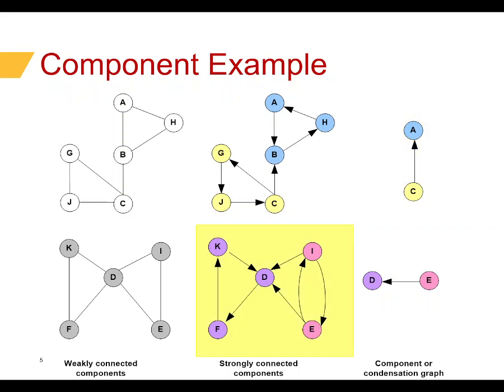The bottom graph also has two strongly connected components. D, F, and K are in one, E and I are in the other. Like the one above, it is weakly connected, so it only has one weakly connected component. The condensation graph reduces the two connected components to two vertices. There's an edge from E to D in the condensation graph because there is an edge from E to D and an edge from I to D in the original. Either edge would be sufficient.